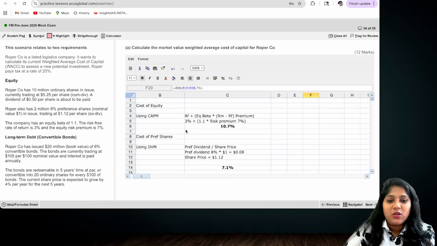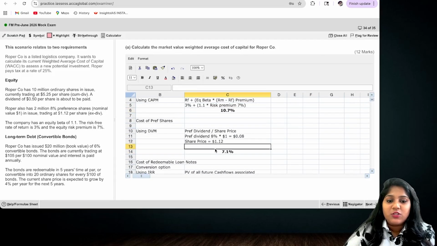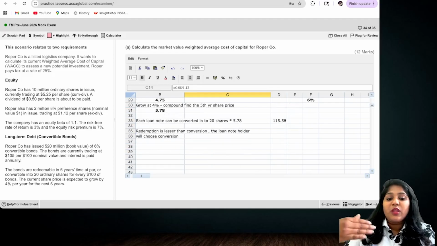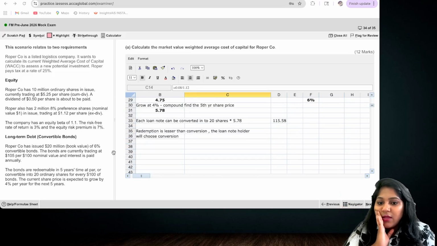We know the cost of equity is 10.7, cost of preference shares is 7.1, and cost of debt is 6%. Now using this, what should you do? You should go ahead and calculate the market values of each of them. Once you calculate the market value of each of them, you can go ahead and calculate the weighted average cost of capital too, guys.